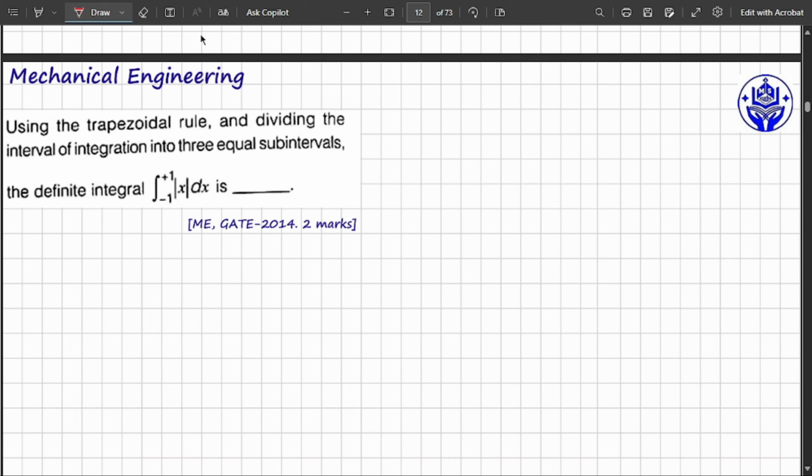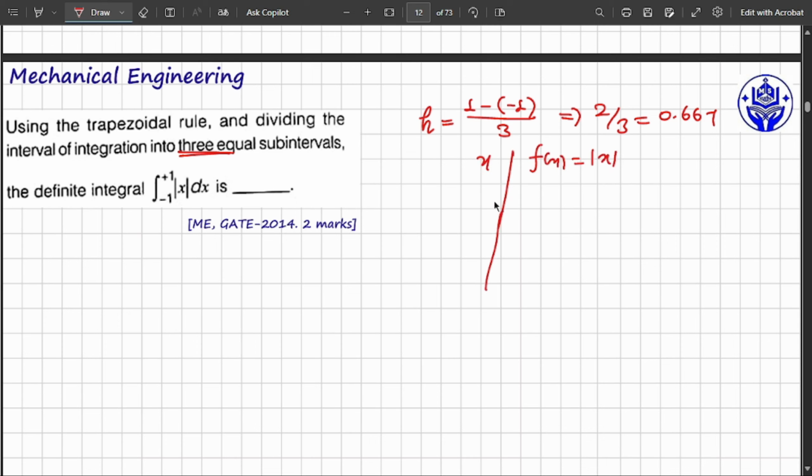Basically we can first find h, that is 1 minus (minus 1) divided by the interval, which is 3. So now it will be 2 by 3, which means 0.667. Now the function is mod of x, so f of x is equal to mod of x. Minus 1: mod of minus 1 is 1, then minus 0.333, which is nothing but 0.333.